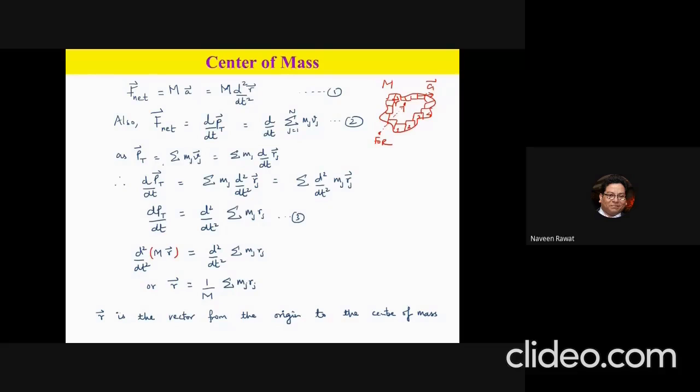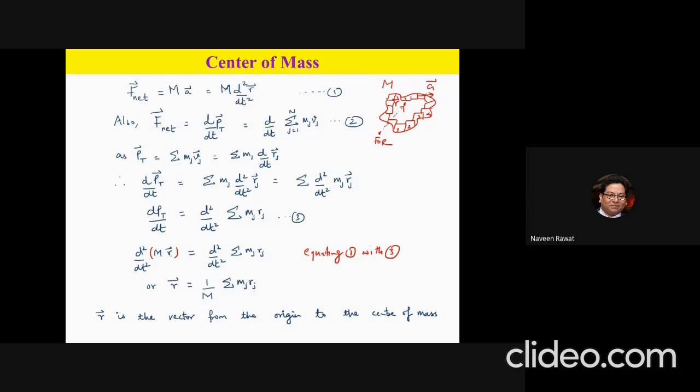So that comes from relating this equation right here, net force, which should be equal to this dp/dt value here in 3. So you are just equating 1 with 3. And so that is d²/dt² of the summation of mj rj. That's what we just found out. And so from here you can just ignore that d²/dt² because it is common to the left hand side and the right hand side.